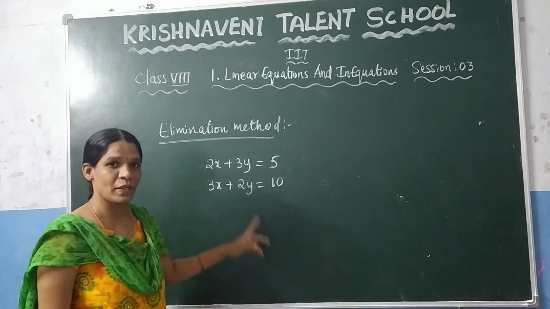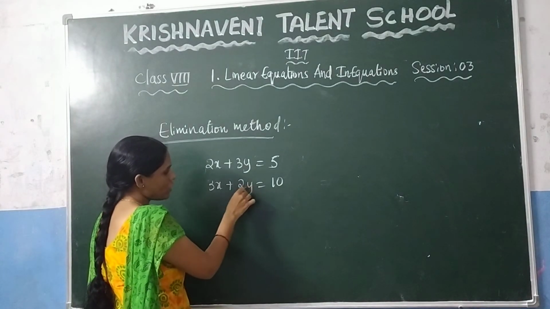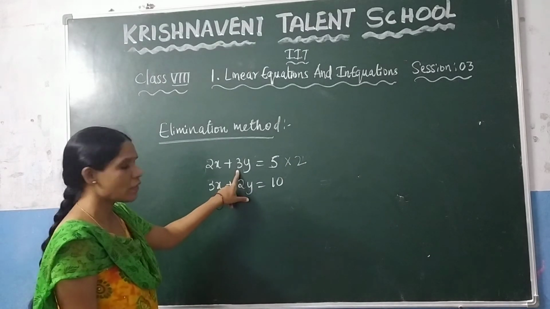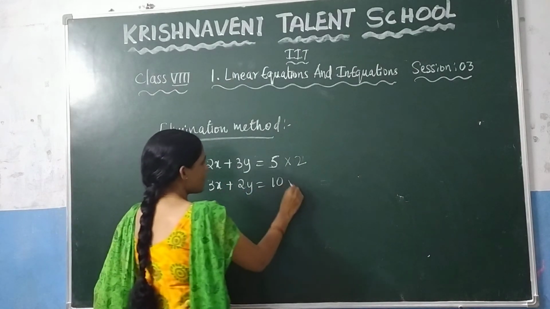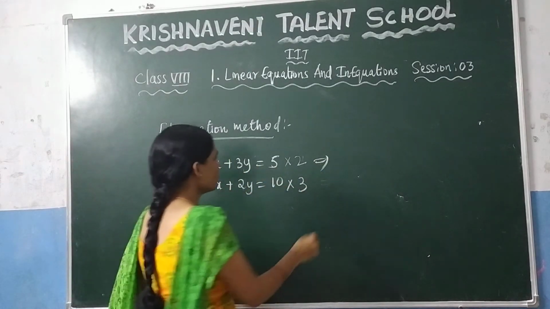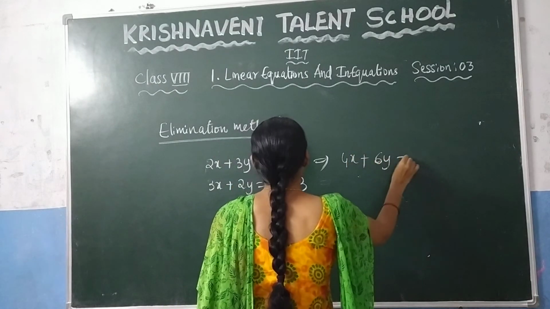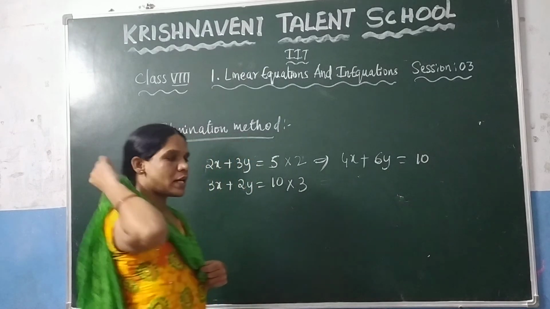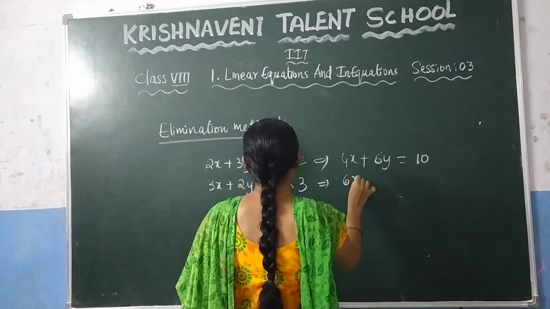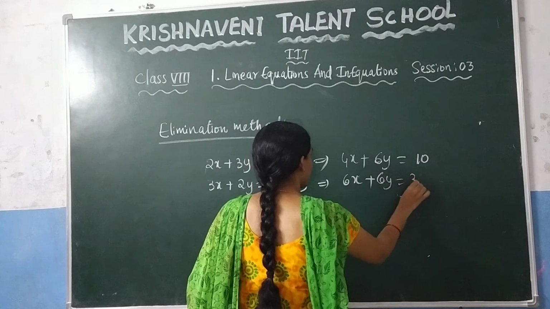So you need to multiply the coefficient of y into both of these equations. Let us multiply here. What is the coefficient of y in this case? 2. So multiply this equation with 2. And what is the coefficient of y in this case? Here 3. Multiply this equation with 3. Now solve it. What do you get? 2 into 2, which is 4x, plus 2 into 3, which is 6y, is equal to 10. Right? And similarly, now multiply this equation with 3. What do you get? 3 into 3, which is 9x, plus 3 into 2, which is 6y, is equal to 30.